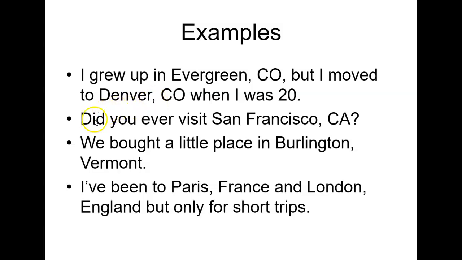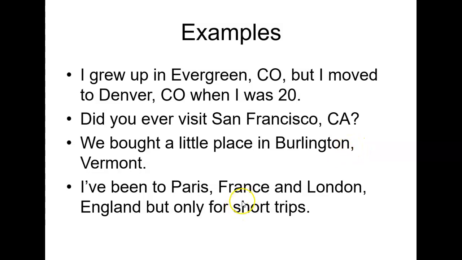Let's look at another example. Did you ever visit San Francisco, California? Got the city here, San Francisco. The state is California, and they're separated with this comma. We bought a little place in Burlington, Vermont. Burlington is a city. Vermont is a state. And there's a comma in between the two.